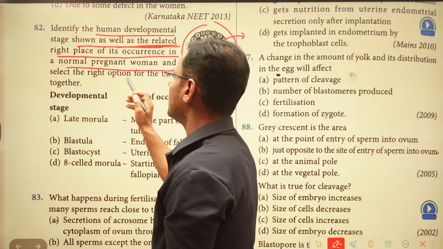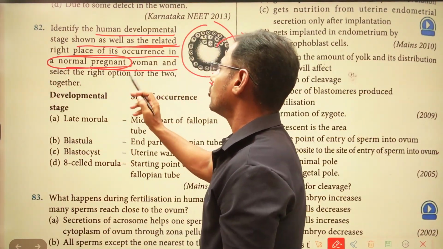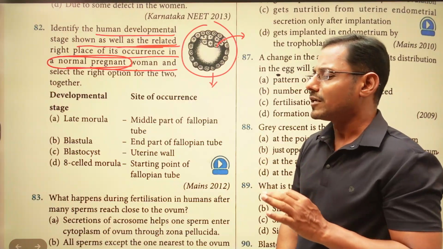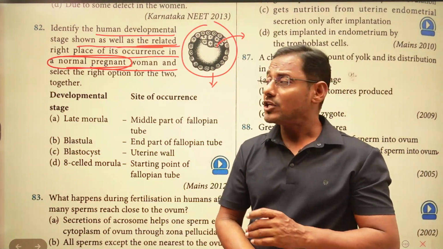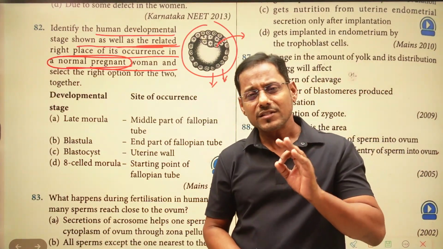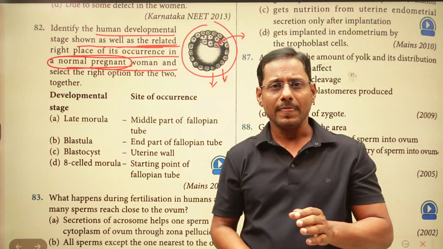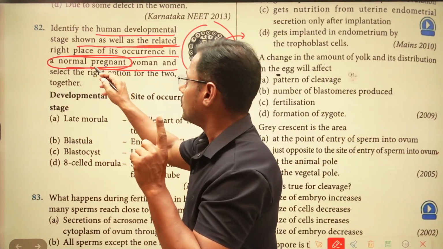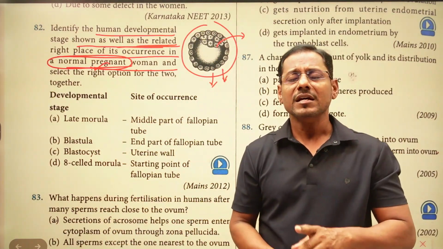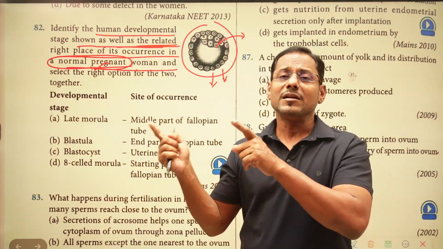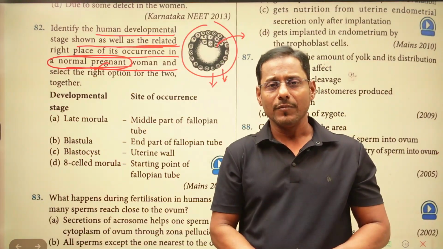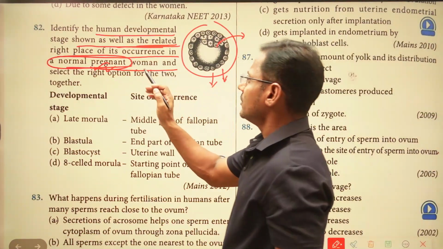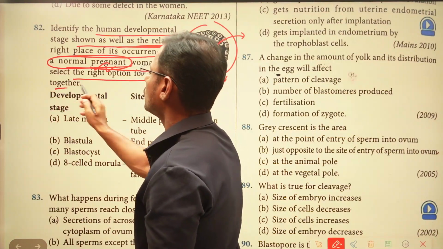In a normal pregnant woman, you have to observe very carefully, see how the examiner is playing the logic. He said normal pregnant woman. There is a chance that sometimes the blastocyst is attached in the fallopian tube itself and becomes an embryo in the fallopian tube itself. So the words normal pregnant woman mean the blastocyst given here must implant in the uterus itself. That is what this word is used for, right. Let us see that: in the normal pregnant woman, select the right option for the two together.